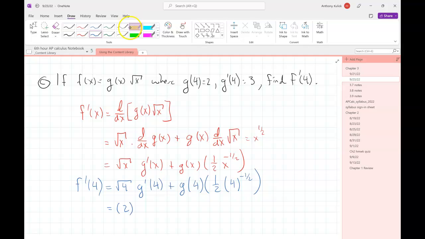Well, the square root of 4 is 2. I know g prime of 4 is 3. And then I know g of 4 is 2. And then 1/2 times 4 to the negative 1/2. Well, what's 4 to the positive 1/2? 2. Great. So 4 to the negative 1/2 should be 1/2, right? Because they're making a reciprocal from the negative exponent. So I have 1/2 times 1/2, so that's 1/4. So 6 plus 1/2 is 6.5.